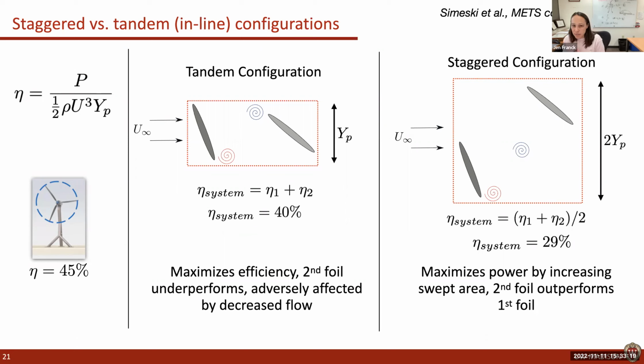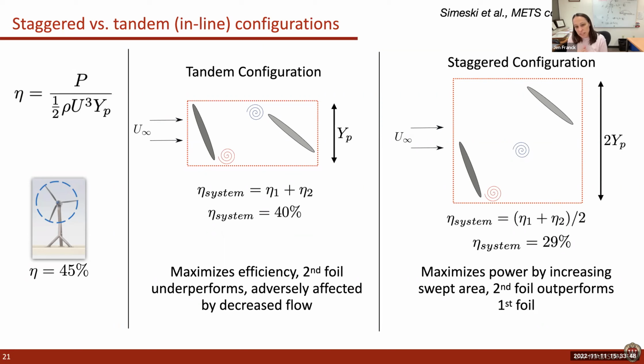On the other hand, we can imagine a staggered configuration. So in a staggered configuration, the second foil now sees fresh flow, right? It's no longer completely in the wake of the first foil. However, now we've doubled our swept area. So the swept area is much larger. So when we compute the efficiency, we really are taking the average between those 2 foils.